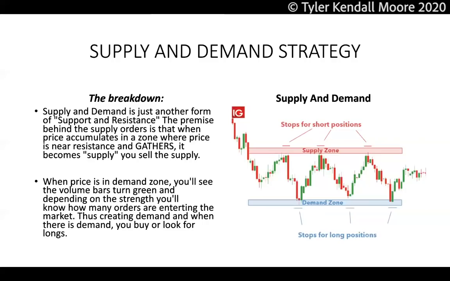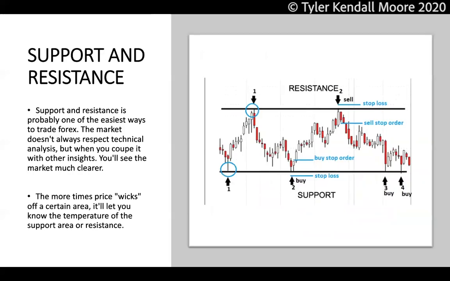So supply and demand, support and resistance. Look, support and resistance is probably one of the easiest ways to trade Forex. The market doesn't always technically respect technical analysis, but when you group it together with other insights, you will see the market much clearer. As you see resistance just popping against the top of this line right here, just like you saw in that supply zone. All I have to do is add a rectangular box on top of there, and now it's a supply zone.